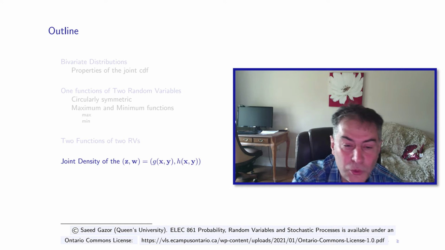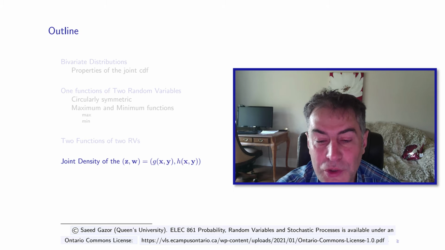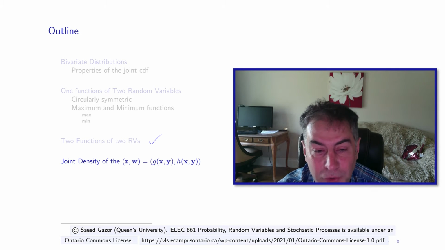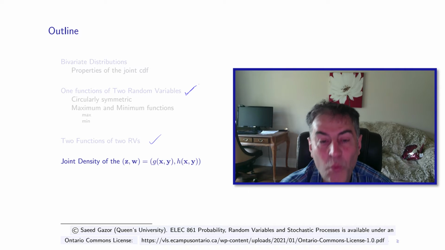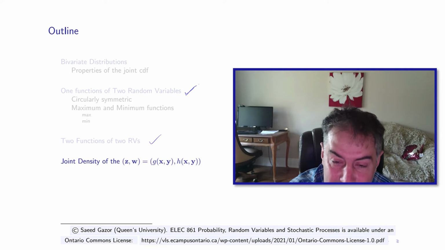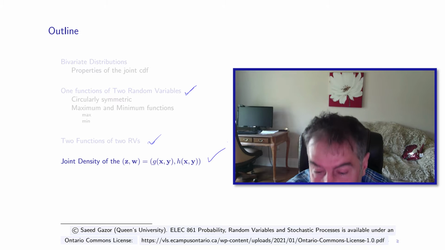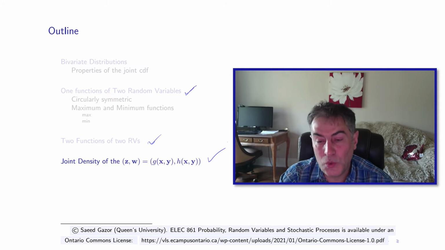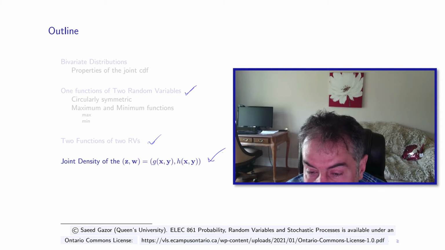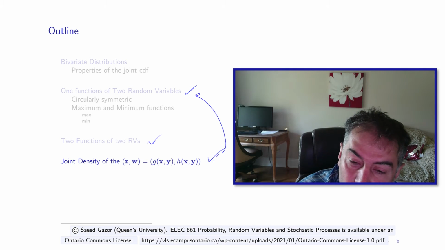we learned how to find the joint CDF of two functions of two random variables, and this was hard. And then it was harder to find the distribution of one function of two random variables. This is a bit easier, and this last one is the easiest one. So you may start to solve this one, and using this solution, find this one or find this one.